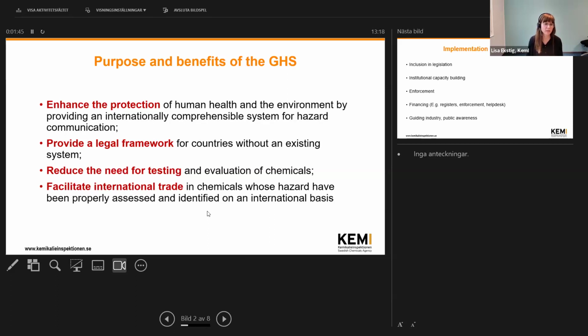It also reduces the need of testing and evaluation of chemicals, because if you have classified substances and mixtures according to GHS, you have done a lot of this work, and if you're sharing that data, it reduces the need for testing. It also facilitates international trade in chemicals whose hazards have been properly assessed and identified on an international basis. So that's another benefit of this system.